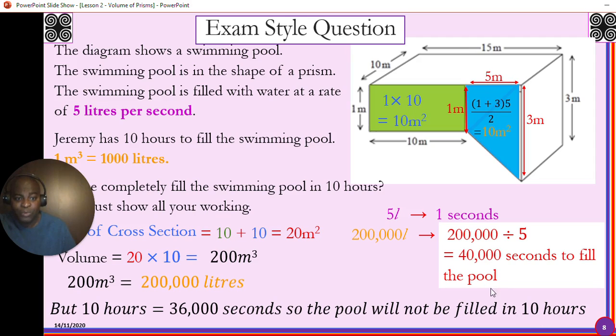And since 36,000 is less than 40,000, we can say that we cannot fill the pool completely in 10 hours because we need 40,000, but the time given is only 36,000 seconds. And therefore, 36,000 seconds is not enough to fill the pool. So the answer is no. Jeremy cannot fully fill the swimming pool in 10 hours.